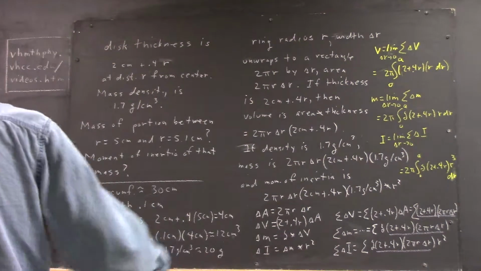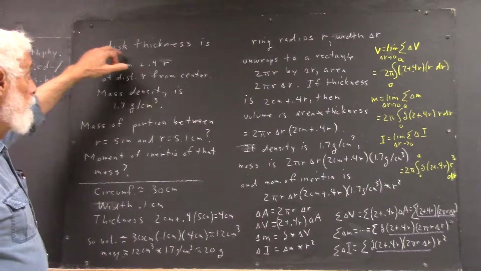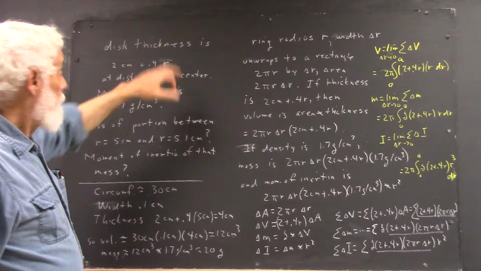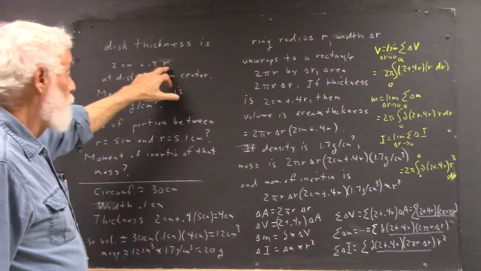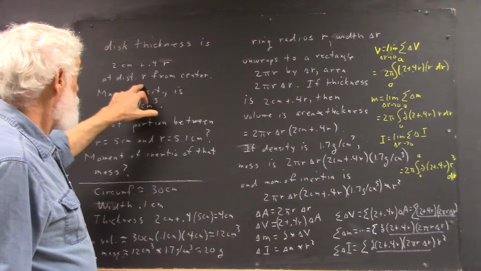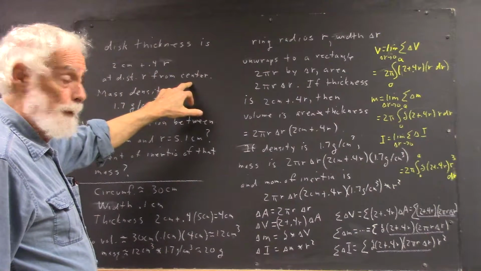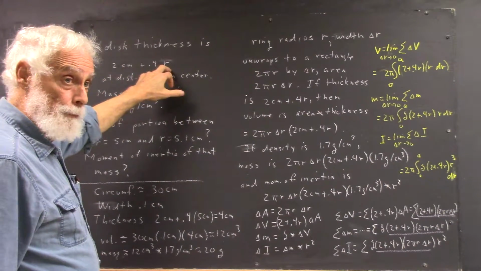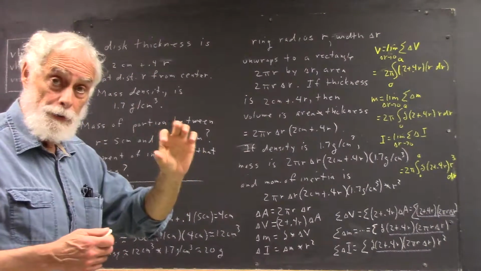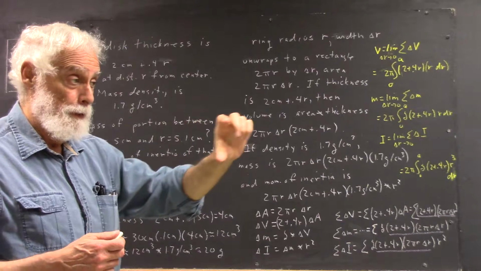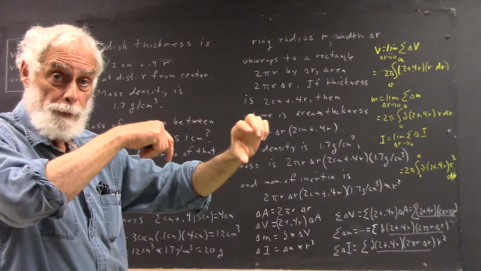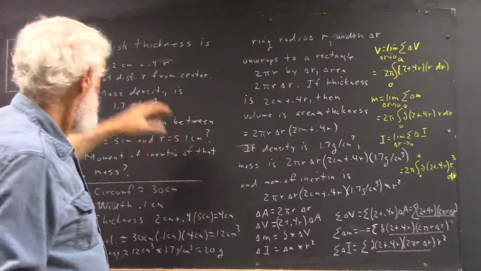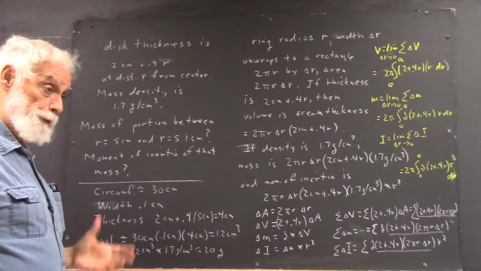Okay, we want to calculate the moment of inertia of a disk whose thickness is 2 centimeters plus 0.4 r, where r is the distance from the center. Now, clearly, as r gets bigger, this is increasing, and that means that the thickness of the disk starts out at 2 centimeters and gets thicker as you move away from its center. In every direction, it'll get thicker as you move away from its center.